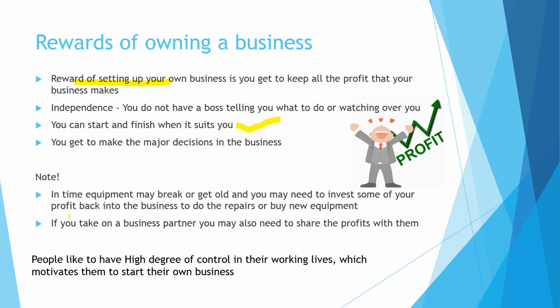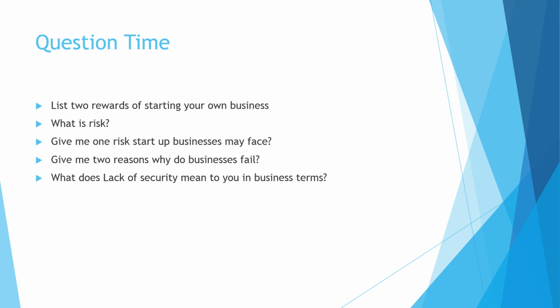But what you need to note and remember is that in time, equipment may break or get older, and you might need to invest some of your profit back into the business to do repairs or buy new equipment. And if you take on a business partner, you might also need to share the profits with them. But then again, you're also sharing the risks with them. So this is an advantage and a disadvantage in a way. People like to have a high degree of control in their working lives, which motivates them to start their own business. That's why you'll see people making their own business, because they don't want to work for other people. And that brings us to the end of this short presentation.